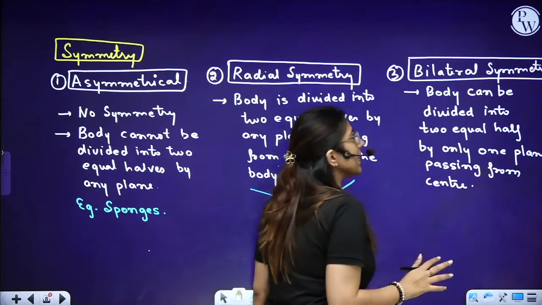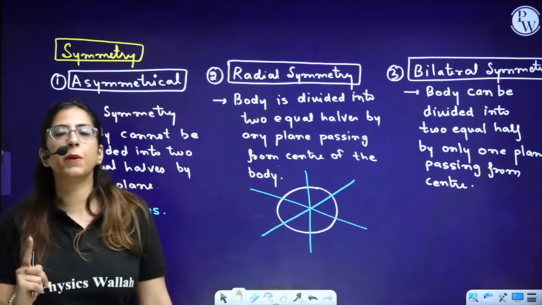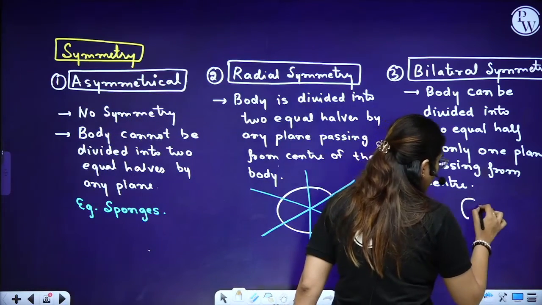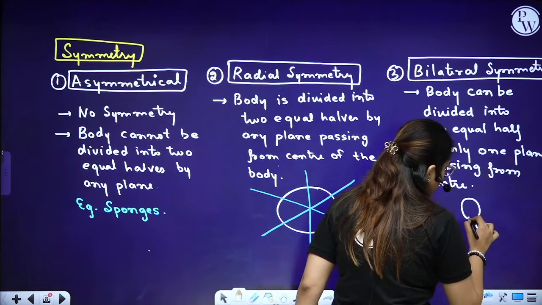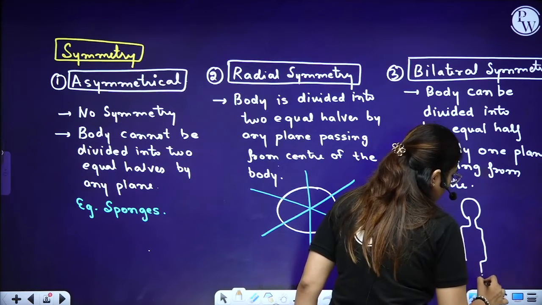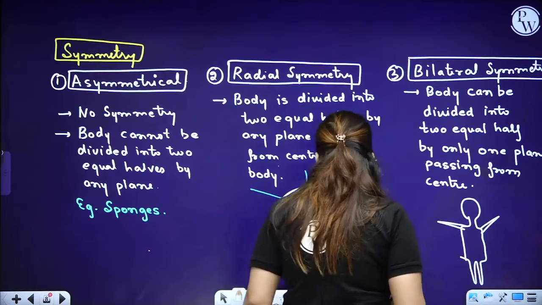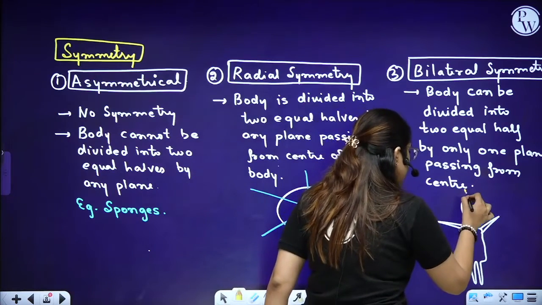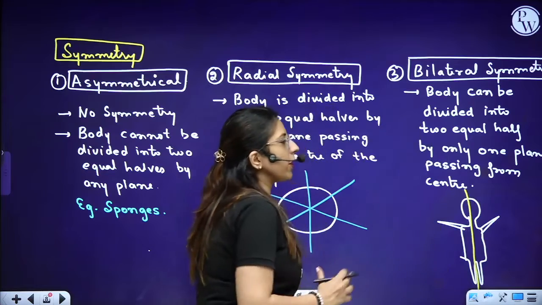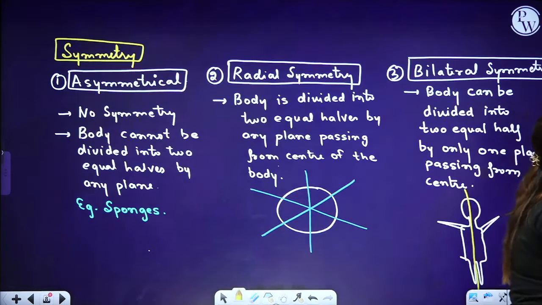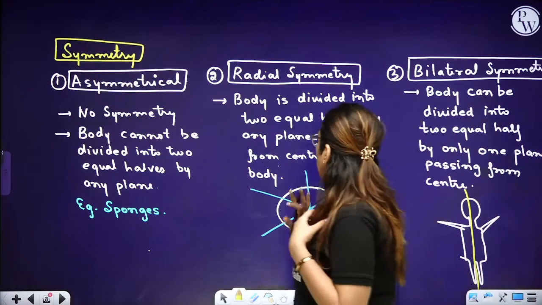That means from the center only one plane will be there, and that plane will divide the organism body into two equal halves. For example, let's take this human body. I'm just making a rough diagram, okay? So here buddies, I have just a plane like this which divides the body into two equal halves. This is bilateral symmetrical. I'll be repeatedly saying that these organisms are bilaterally symmetrical. So that means they are having a bilateral symmetry. Clear? Hope it is clear.